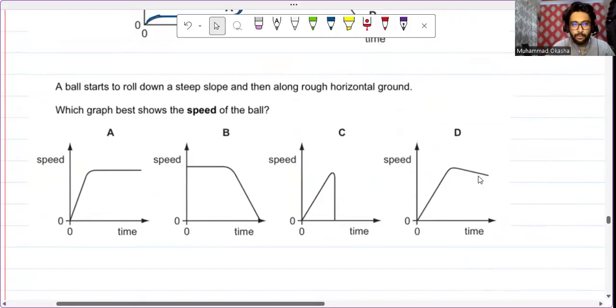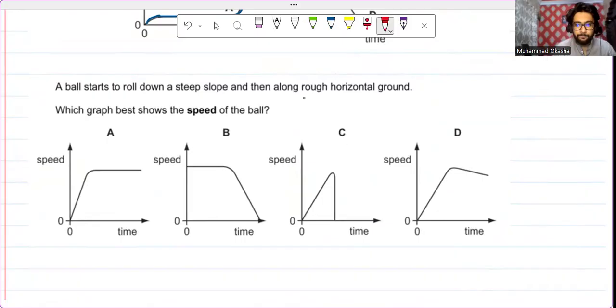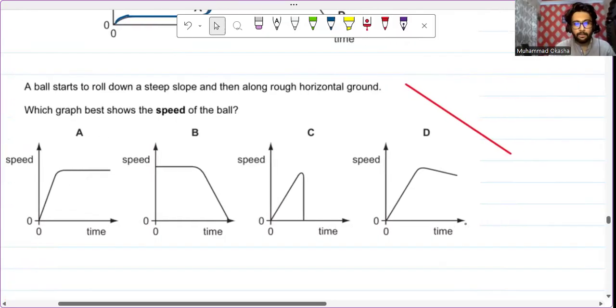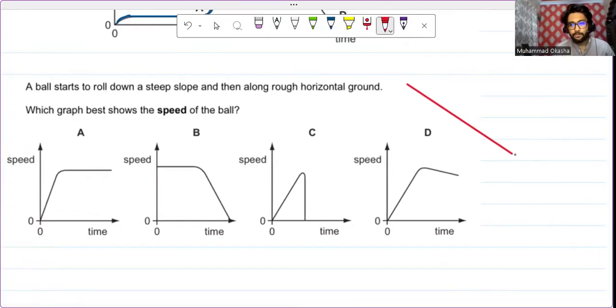A ball starts to roll down a steep slope and along a rough horizontal road. Which graph shows the speed of the ball? Okay, rolling down a steep hill. So this is, let's say, a hill, right? And then along a rough horizontal ground like this. Okay, so initially when the ball rolls down, the speed increases.